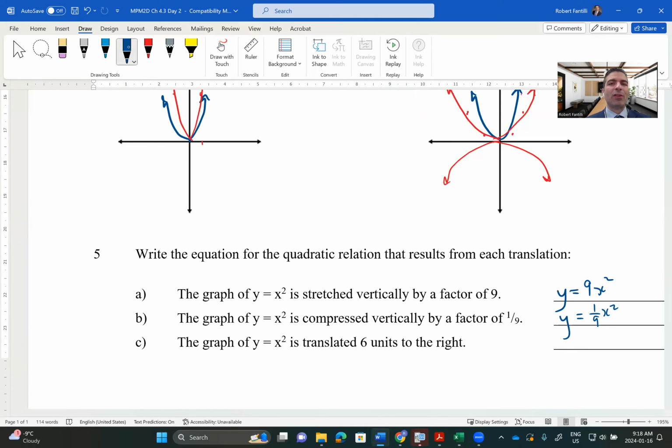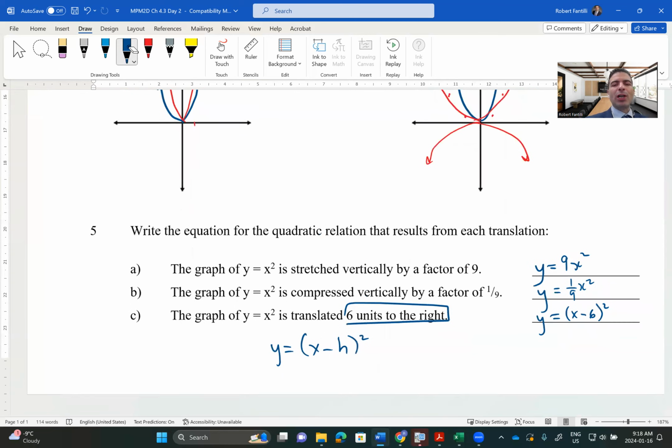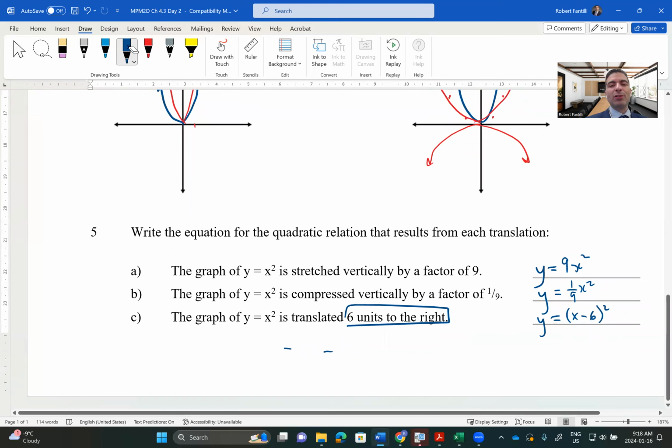It's 1/9 x squared. If we're translated 6 units to the right, remember the equation is y equals x minus h squared. If it's gone right 6, then the h just becomes a 6. y equals x minus 6 squared. Okay. Now I'll challenge you in class with a few more translations and see if you've got a deeper understanding of it.